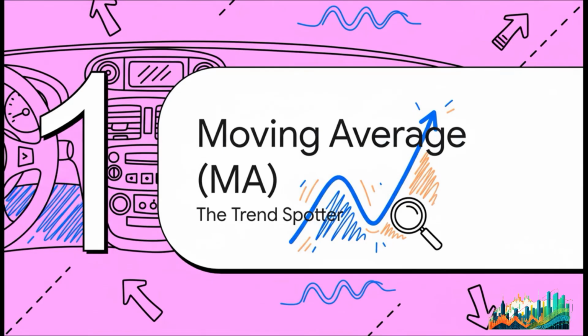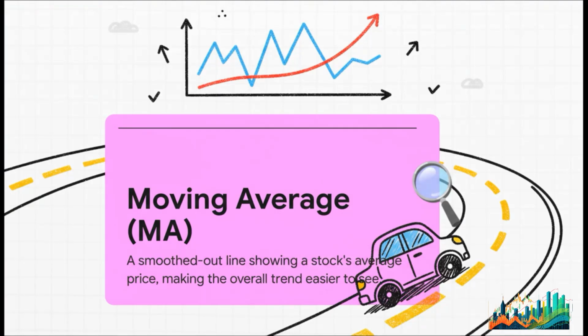All right, let's meet our first tool. This one is probably one of the most fundamental and widely used indicators out there. It's the moving average, or MA for short. I like to call it the trend spotter because, well, that's its main job, to help you see the big picture trend.